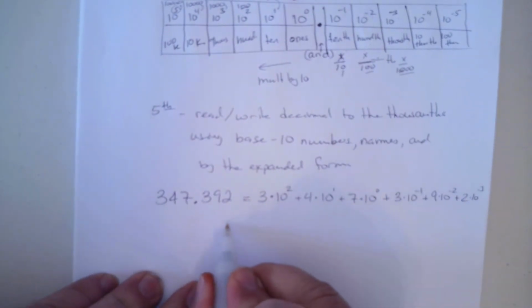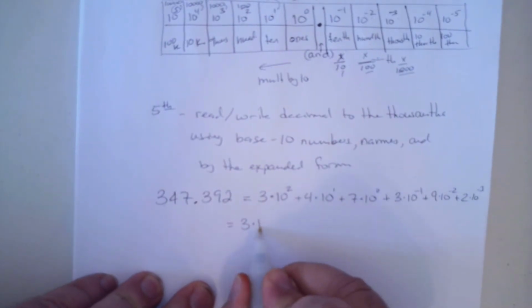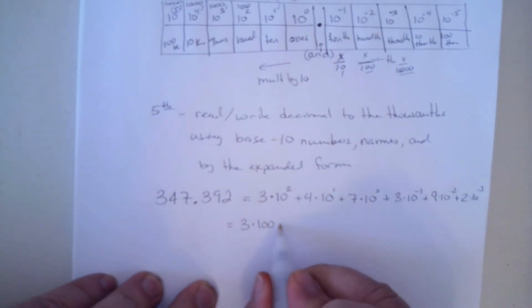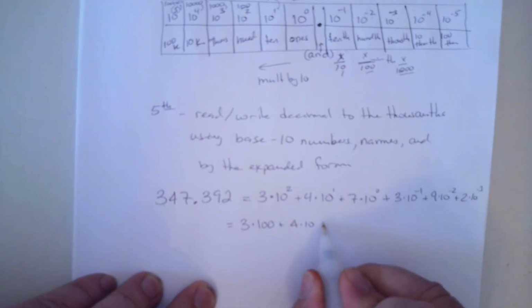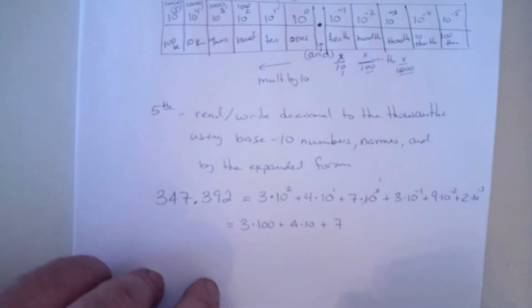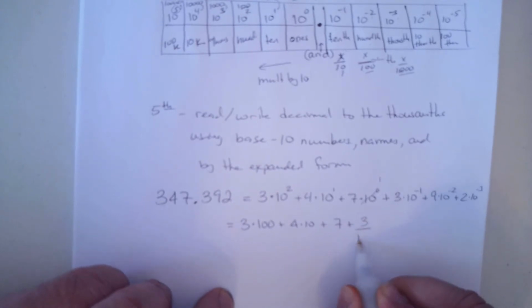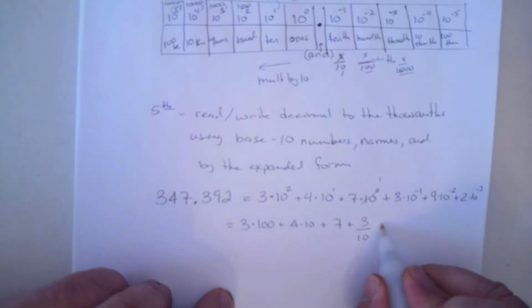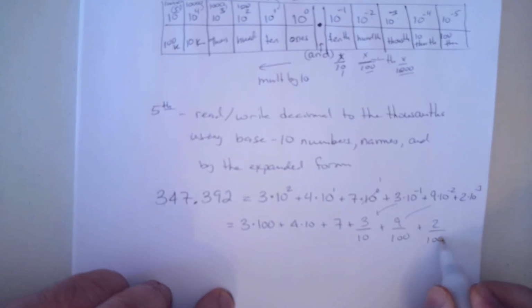So let's see what this really means. 10 times 10 is 100, so 3 times 100, plus 4 times 10, plus 7 times 1 is just 7. 3 over 10, that's that one. 9 over 100, that's that one. And then 2 over 1,000.